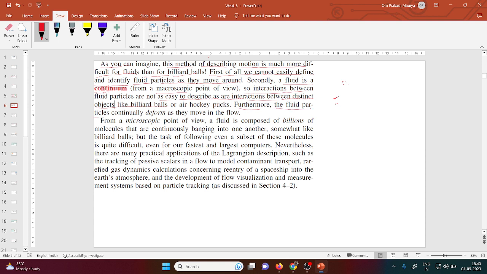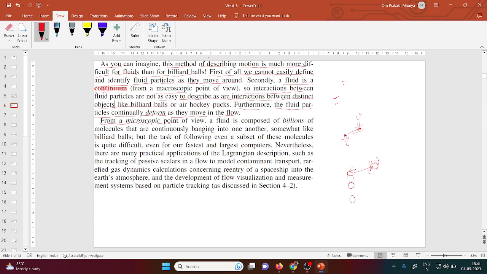Furthermore, fluid particles continually deform as they move in the flow. Let's say this is a fluid particle. As it moves in a direction, deformation will happen. Let's say the length of this fluid particle is L, but when it moves and reaches that point, the length may be L plus something. A single fluid particle moving in any direction also deforms. But in the case of a ball, it just moves from one place to another and there is no deformation. If the ball is 1 meter here, at that place the length is also 1 meter. But in the case of fluid, this is not happening. So that is the meaning of this. Now moving on to the next paragraph.